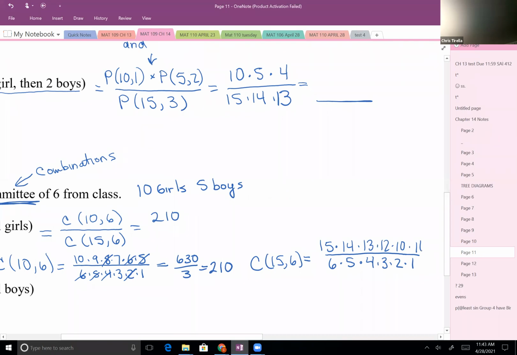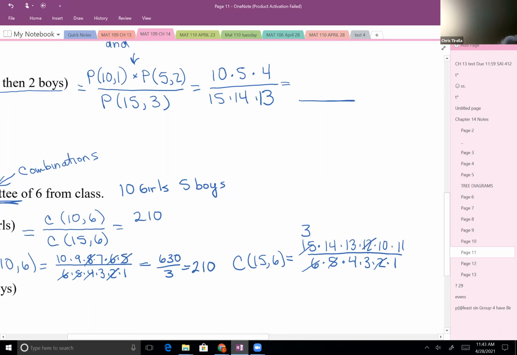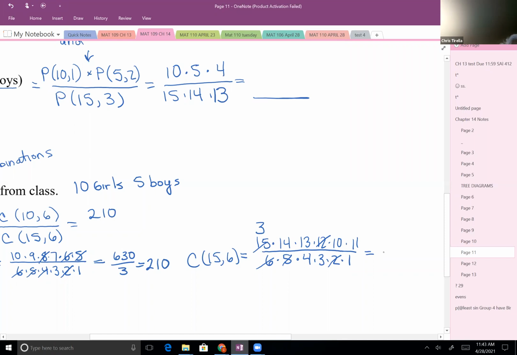And so let's see, what are we going to do here? I am guessing the 6 times the 2 would be 12. Let's see, 5 goes into 15 3 times. So what do we have left here? In the denominator, I'd have 4 times 3 times 1, which is 12.